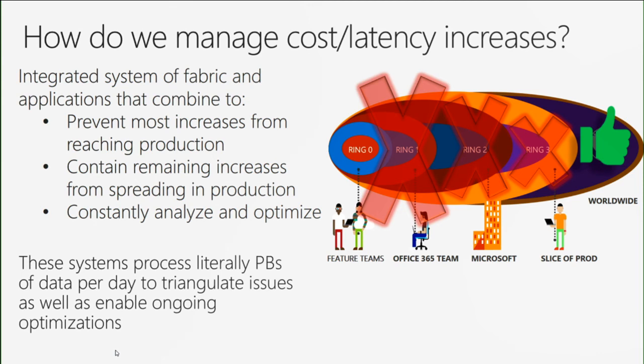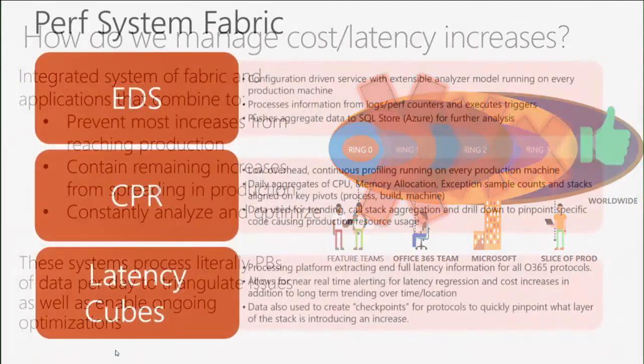The big X's on here on the right, think of that as impact from performance issues that the customers in that ring feel. So in ring 1, we feel a lot. My mailbox is off a lot, but that's a price I'm willing to pay because we're finding performance issues that we fix before our customers see them. And the systems that we're producing are literally processing petabytes of data a day. They're helping us find these issues in the rings as well as do this ongoing optimization.